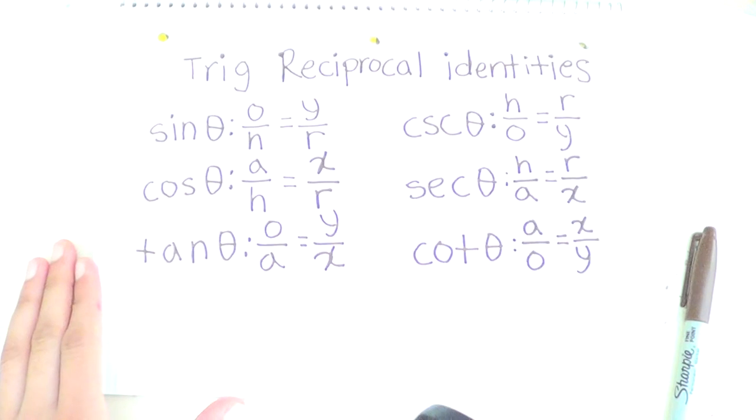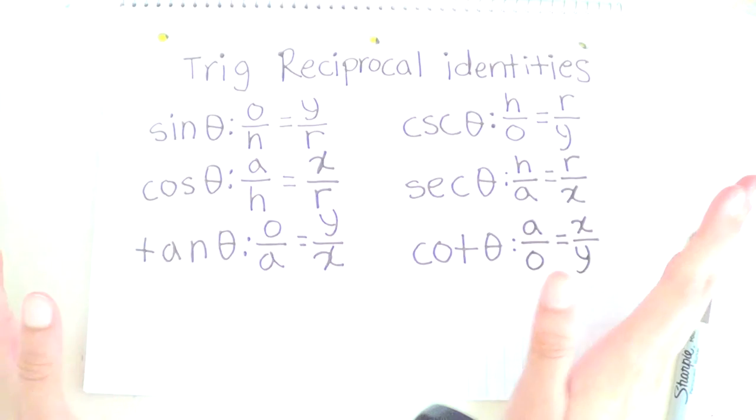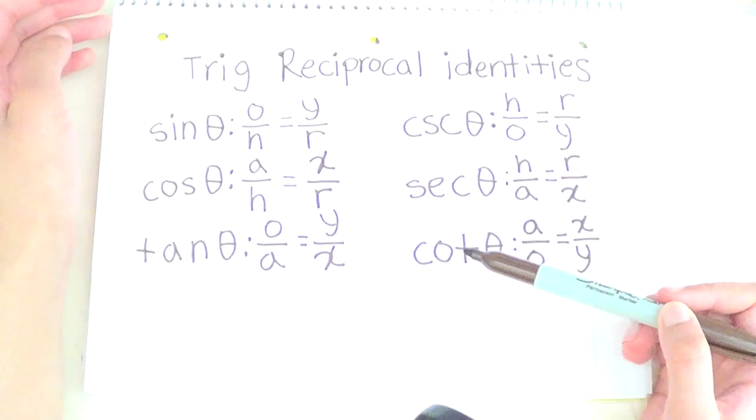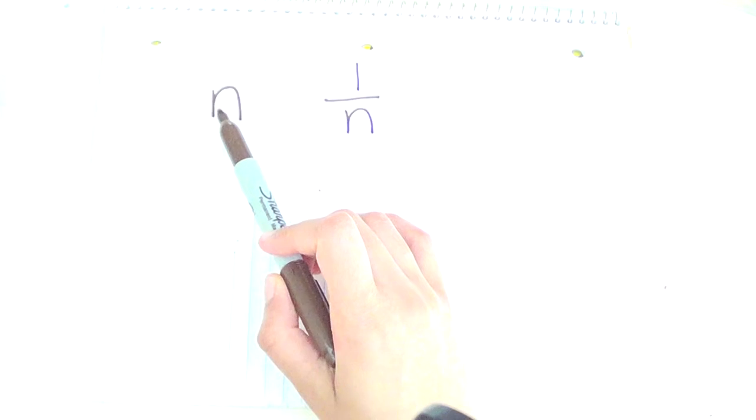So what are the basic trig reciprocal identities? They are formulas to solve for cosecant, secant, and cotangent. So first you need to know what a reciprocal is. Let's say you have a number, and that number is n. So what is the reciprocal of n? To solve for the reciprocal of n, you take n and put it as 1 over n. That is the reciprocal of n.